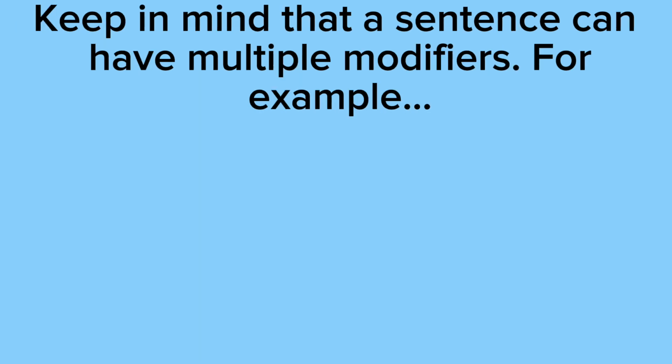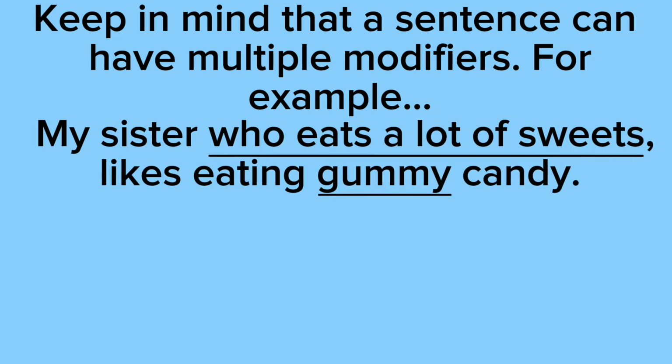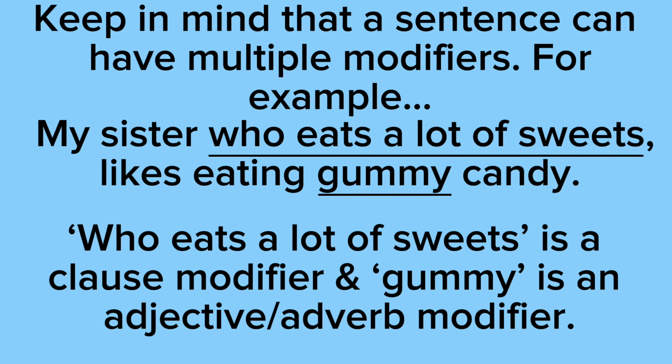Oh, hey, would you look at that? Which leads me to our next slide. Keep in mind that a sentence can have multiple modifiers, which is what I just mentioned. For example, in the sentence, my sister who eats a lot of sweets likes eating gummy candy. Who eats a lot of sweets is a modifier. This is actually a subordinate clause modifier, like we just discussed. And gummy is an adjective modifier because it's giving us more information on what the candy tastes like. Well, to me, it's an adjective and adverb modifier because it's giving us more information on what the candy's like, but it's also giving us more information on what she likes eating.